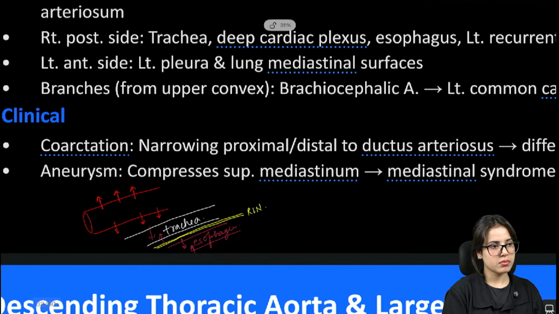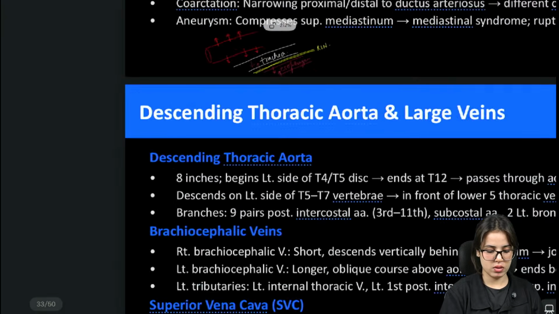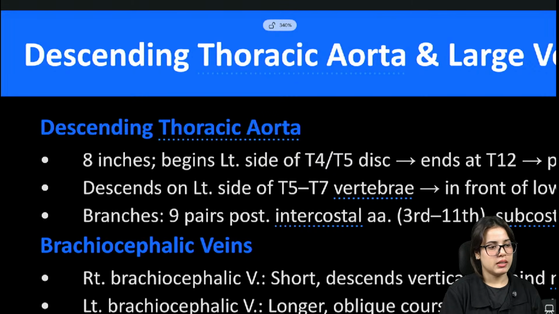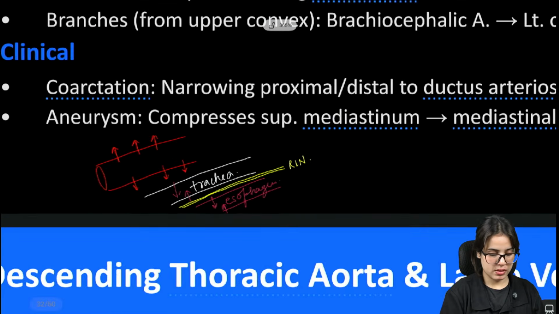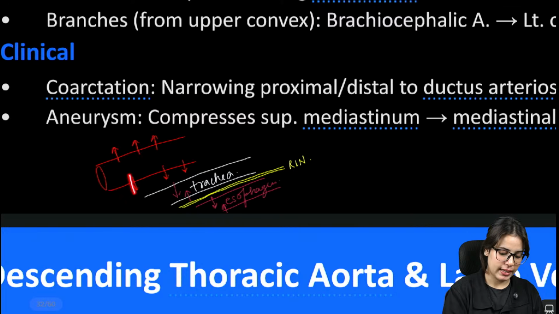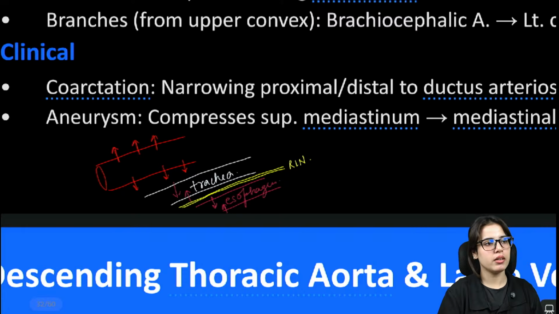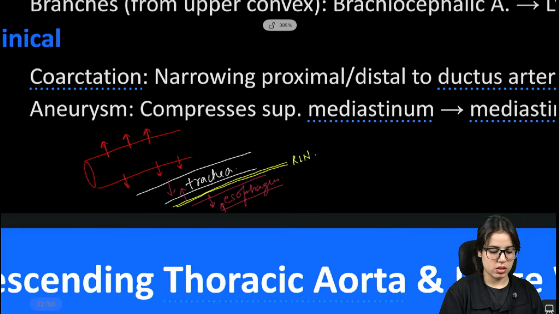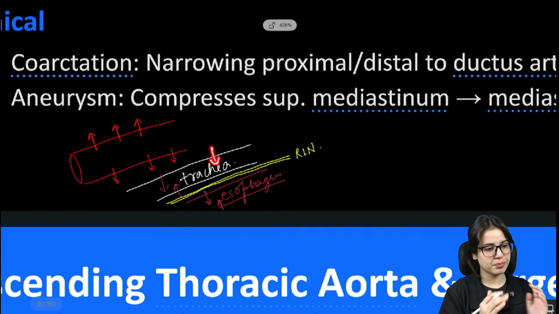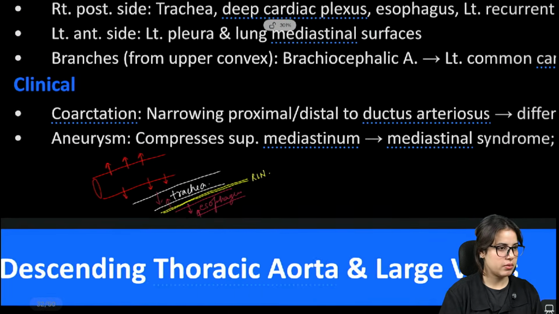Aneurysm. Just four slides more, two to three, four slides. Aneurysm: the arch of aorta dilates. That's what it means. It dilates and pushes the structures around it, causing fatal hemorrhage or other consequences. Complications: compression of the trachea, esophagus or RLN. That's what is meant by aneurysm.